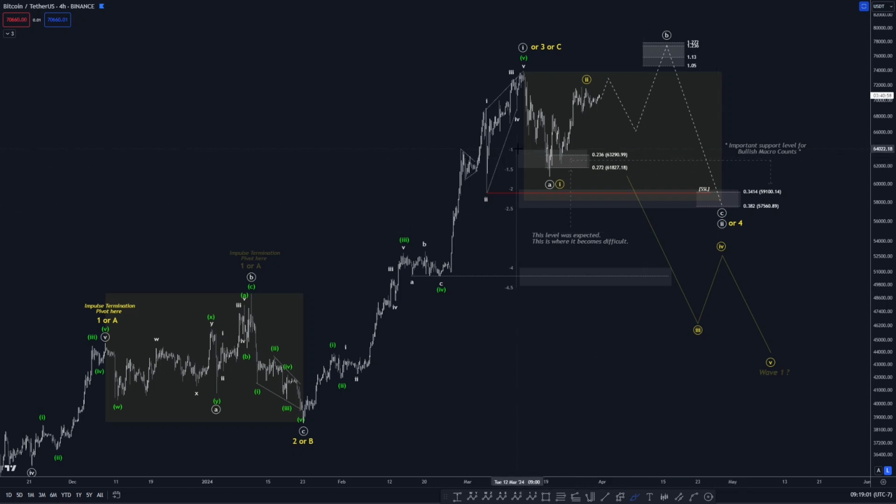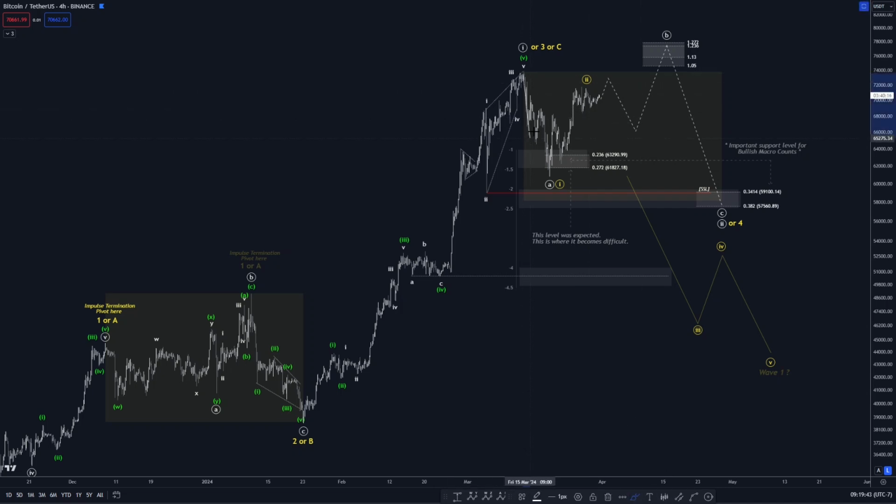These levels right here, this 236 and 272, and the 3414 and the 382, have been extremely important support levels for the bullish macro counts. So these are levels that we've been expecting, monitoring, and we're aware that we want to see extreme support off of these levels. Now, once again, this first level was expected. And we talked about this. We said after this is where things become difficult. The reason why is because of everything that can come after this.